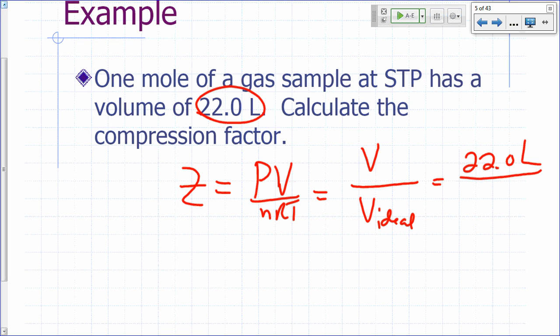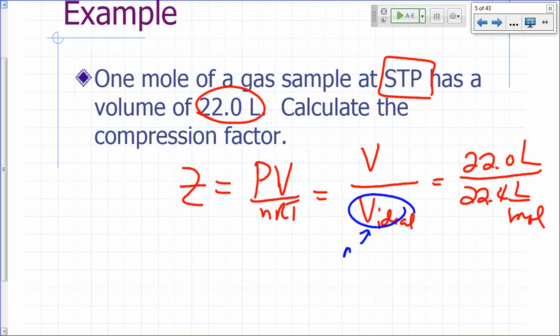What's the ideal volume of a gas? If a gas is behaving ideally at STP, what's the volume? Do you remember? Volume of an ideal gas at STP. 22.4 liters per mole, right? Okay. So if you don't remember, you can plug in V ideal here. V ideal is nRT over P. And this will come out to be 22.4 liters. We're dealing with 1 mole, so let me get rid of that. So it's just 22.4 liters.